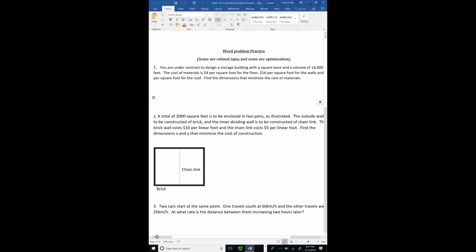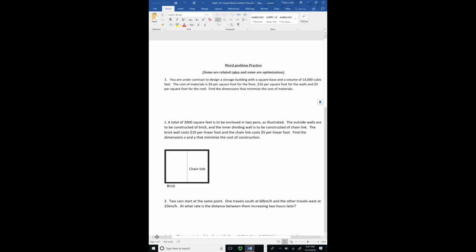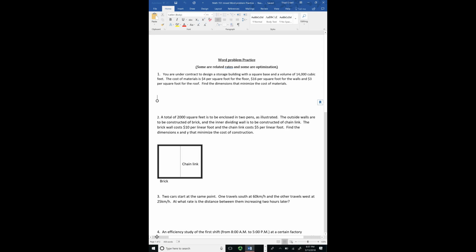Okay, so we're going to run through some of these related rate problems. Actually, these are mixed problems, so we're not sure what until we start. So you're under contract to design a storage building with a square base and a volume of 14,000 cubic feet. The cost of materials is given. Read the final question. It says find the dimensions that minimize the cost of materials.